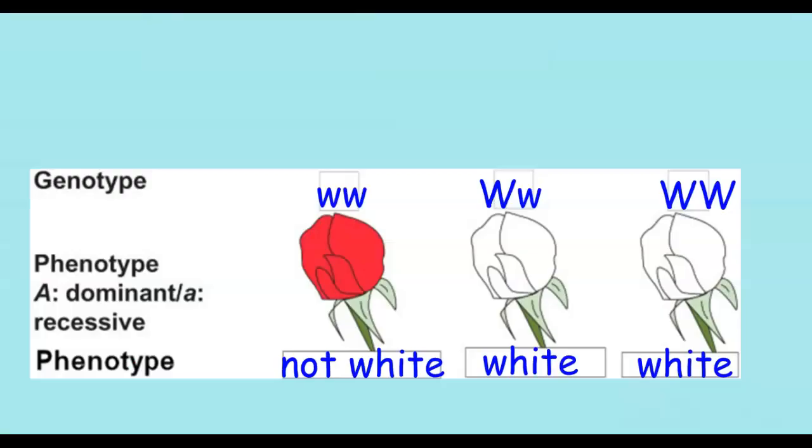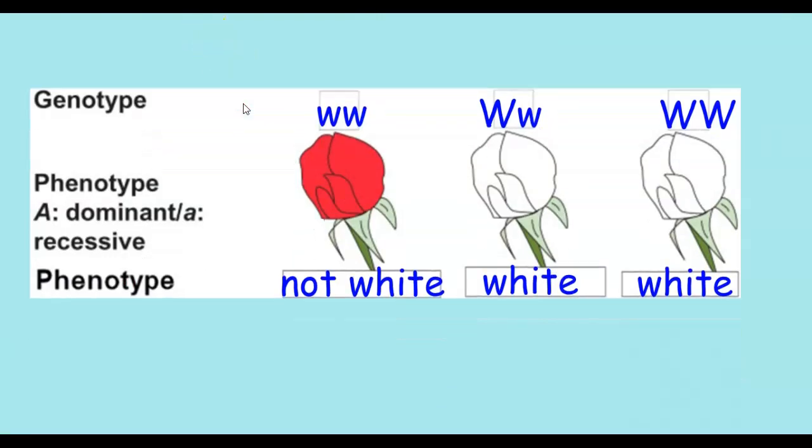Okay, let's take a look at this example. Last time we looked at this, we were able to determine that the white color is a dominant trait, because if you've got one dominant gene, you have the trait. In the case of being not white, or red, these are 2 lowercase. These are 2 recessive.